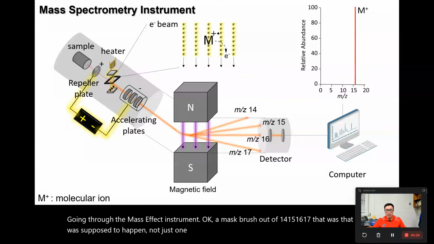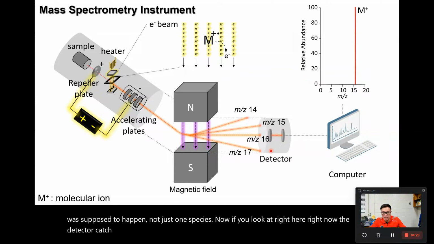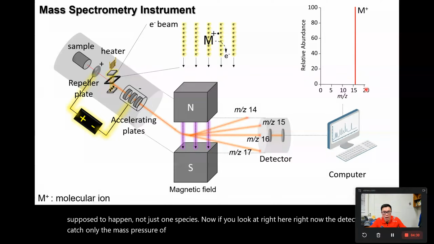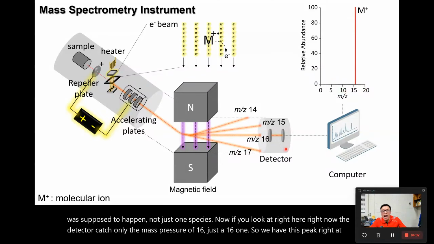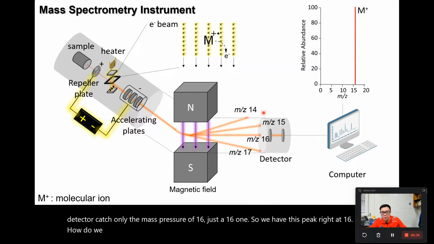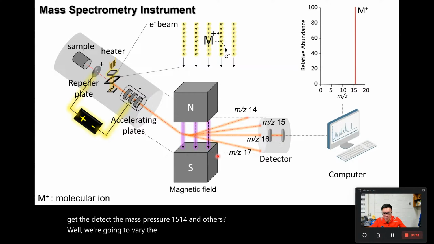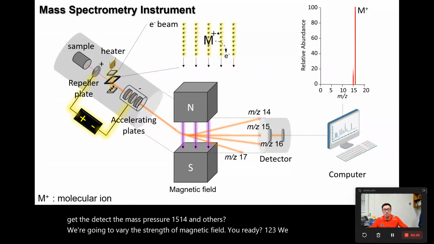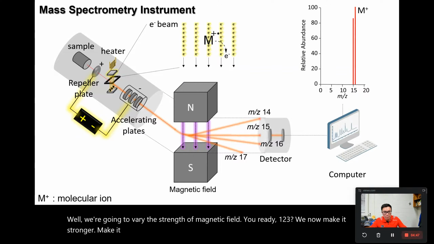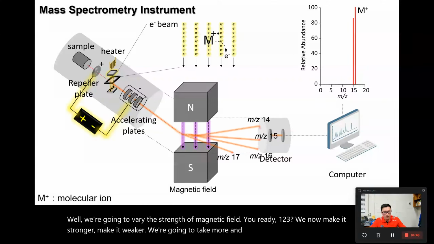Now, if you look at right here, the detector catches only the mass per charge of 16, just the 16 one. So we have this peak right here, 16. How do we detect the mass per charge of 15, 14, and others? Well, we're going to vary the strength of the magnetic field. You ready? 1, 2, 3. Now, make it stronger, make it weaker. We're going to catch more and more of the other species, so we get 15. Now we get 14.